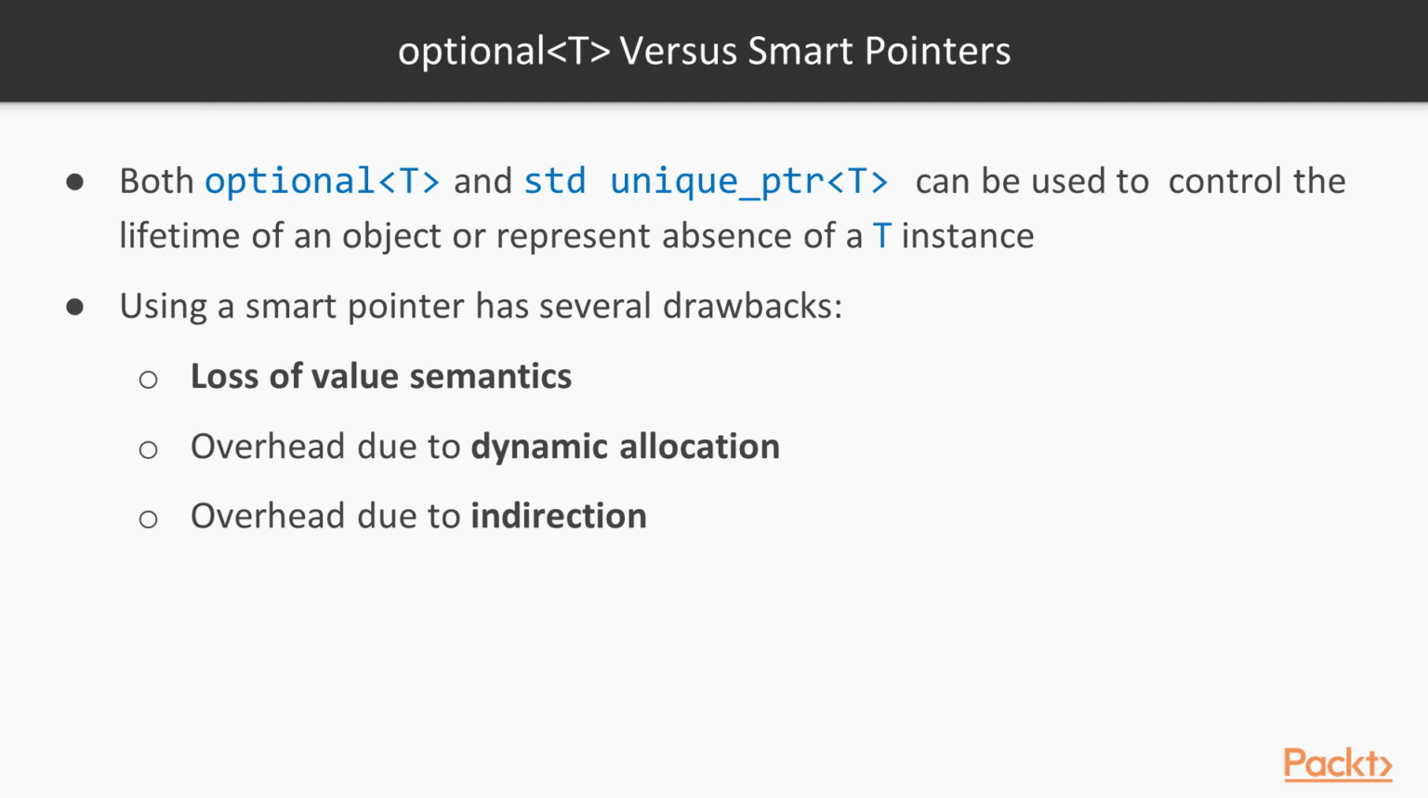Let's take a closer look at the comparison between optional and smart pointers. So both optional T and unique pointer of T can be used to control the lifetime of an object or represent the absence of a T instance, since unique pointer has a null state. However, if you only want to do that, using a smart pointer has several drawbacks. The most important one, in my opinion, is that you lose the value semantics, because you now have this indirection on the heap, and you need to make sure that your type supports deep cloning semantics if you want them. You also have overhead due to dynamic allocation, and overhead due to indirection. This might be a performance issue if you're using unique pointer or any sort of smart pointer in a hot path of your program.